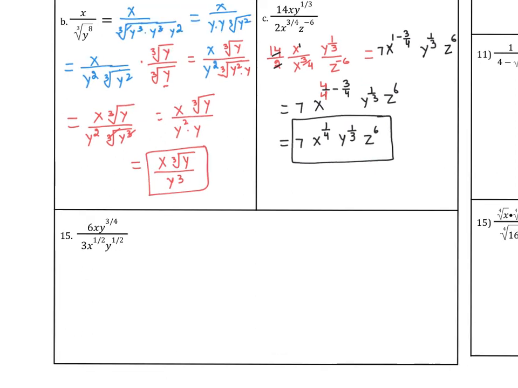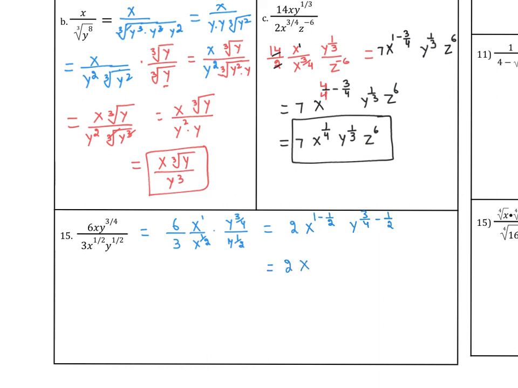Next is number 15. To solve number 15, we are going to write the number or variable, each of them separately. So 6 divided by 3, x to the power 1 divided by x to the power 1 over 2, and y to the power 3 over 4 divided by y to the power 1 over 2. 6 divided by 3 is 2. And when you divide with the same base, you subtract the powers. So for x it's going to be 1 minus 1 over 2, and for y it's going to be 3 over 4 minus 1 over 2.